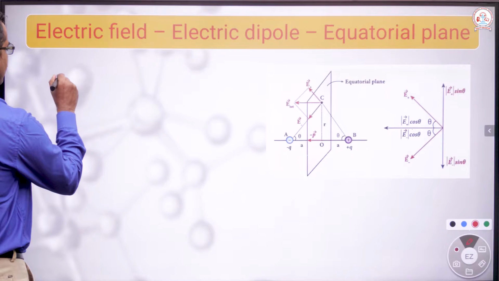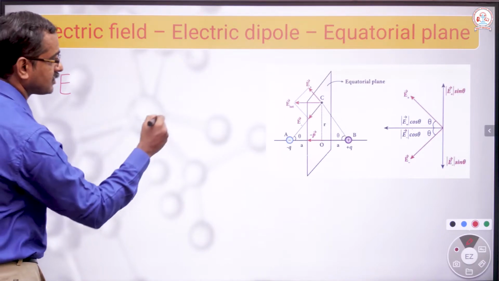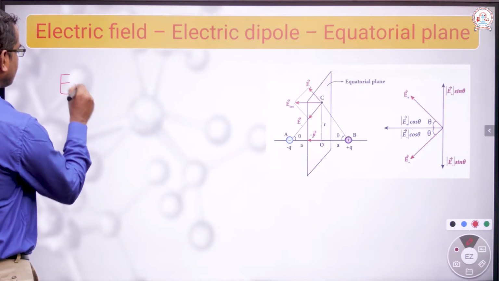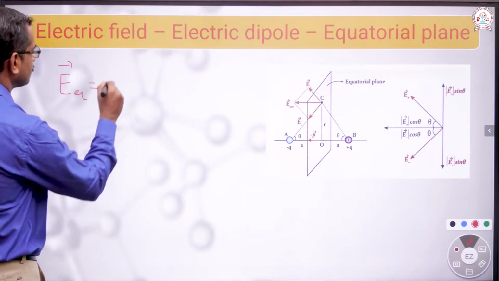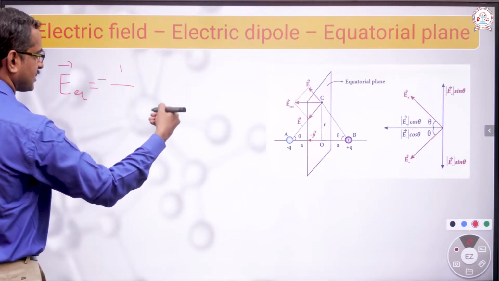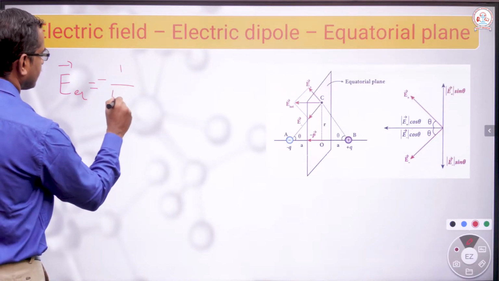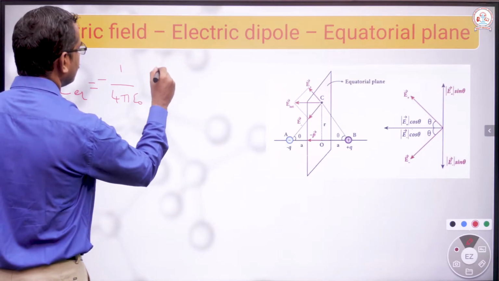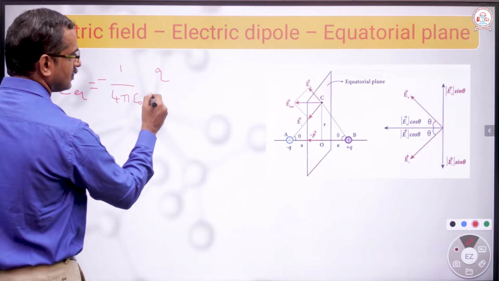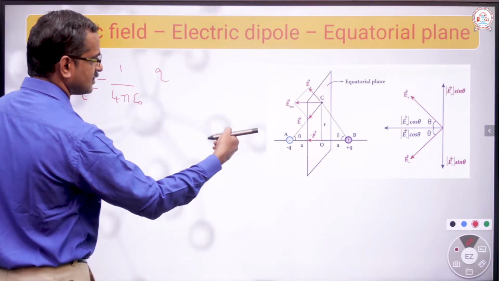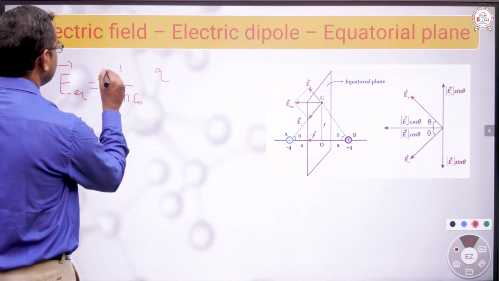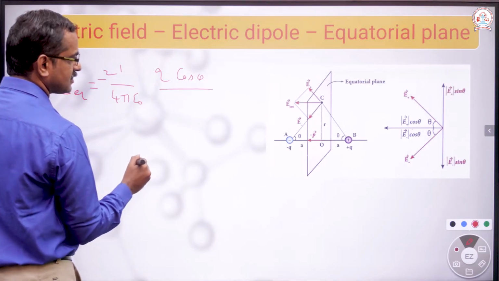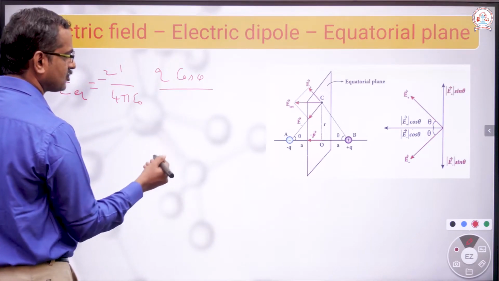Then the electric field at the point C along the equatorial line due to the dipole is a vector quantity that is equal to minus, because it is acting along minus x axis, 1 divided by 4 pi epsilon naught, q divided by the distance squared, E cos theta plus E cos theta, isn't it? Therefore, 2E cos theta, take it as 2 q cos theta divided by BC square or AC square, both are same.